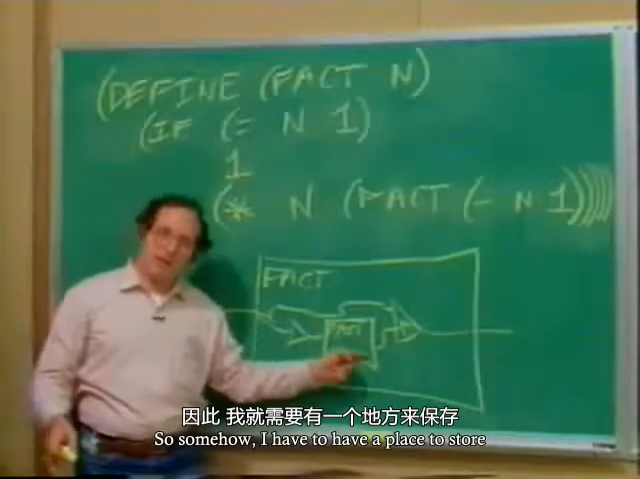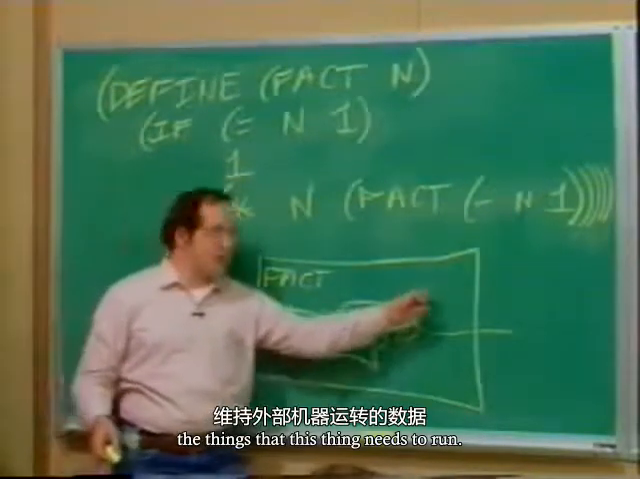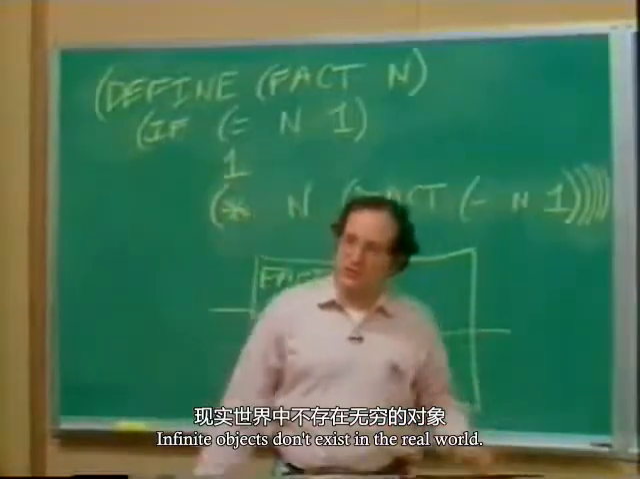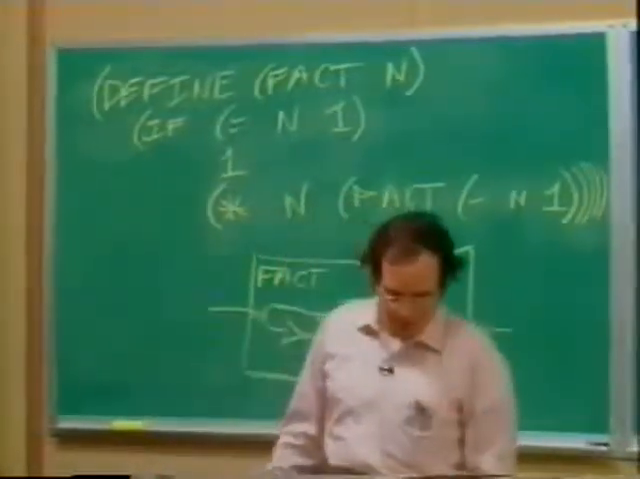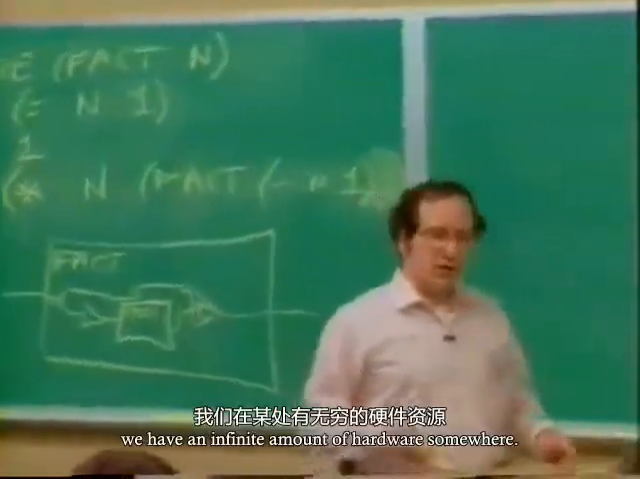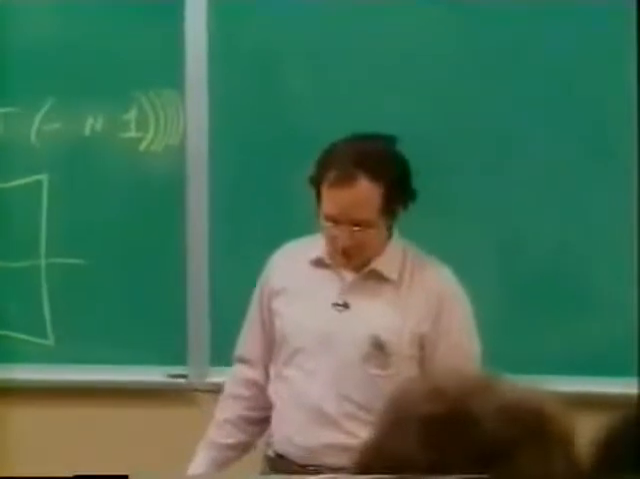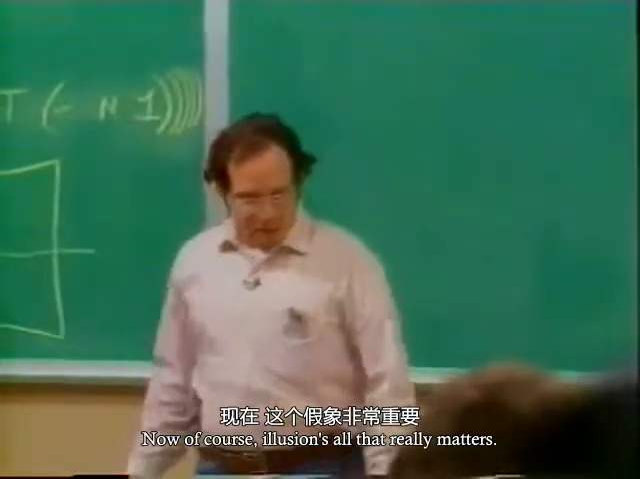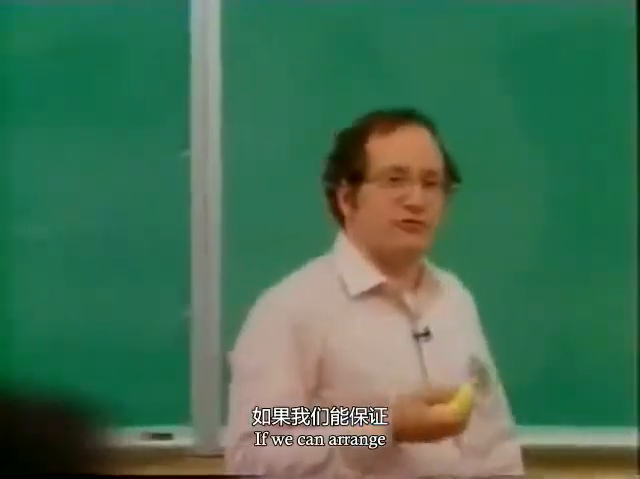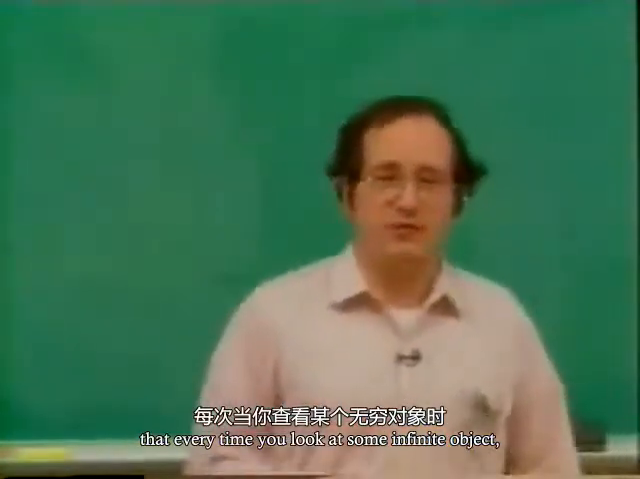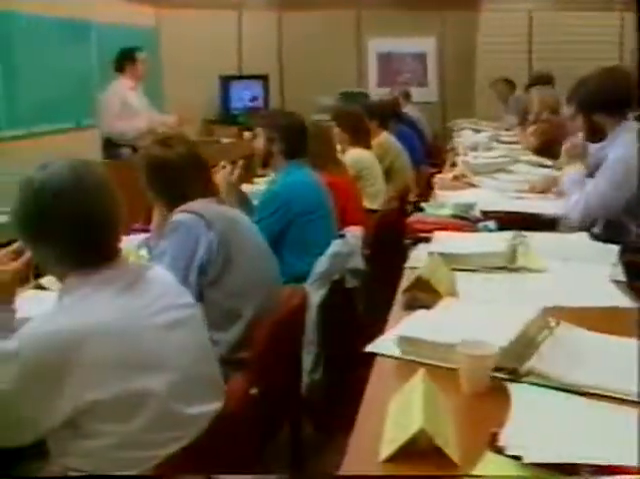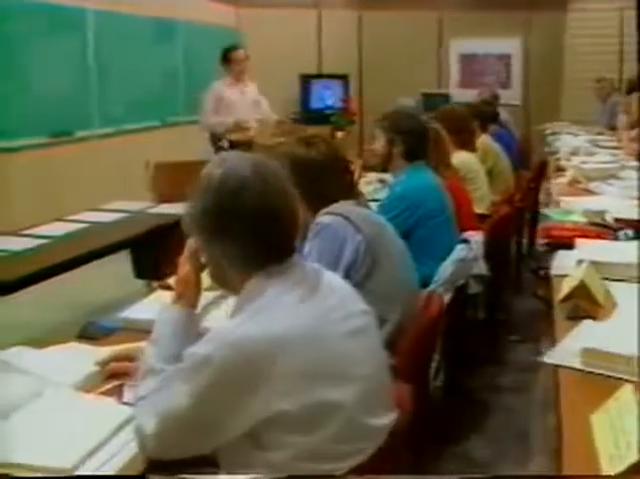So somehow I have to have a place to store the things that this thing needs to run. Infinite objects don't exist in the real world. And what we have to do is arrange an illusion that we have an infinite object, that we have an infinite amount of hardware somewhere. Now, of course, illusion's all that really matters. If we can arrange that every time you look at some infinite object, the part of it that you look at is there, then it's as infinite as you need it to be.